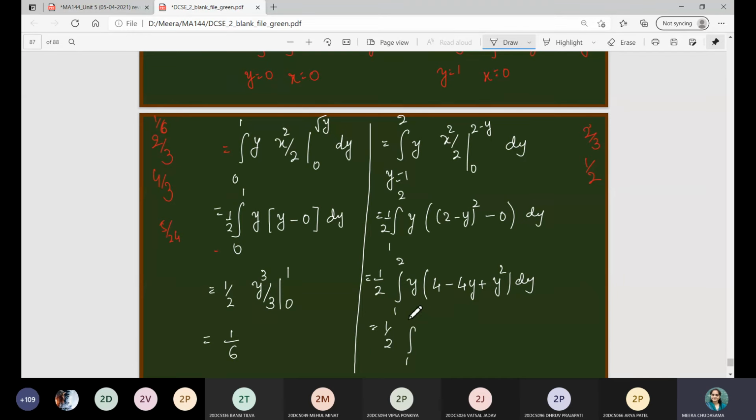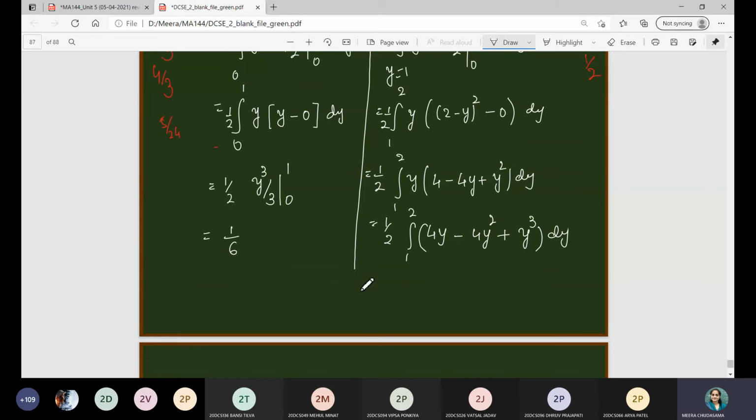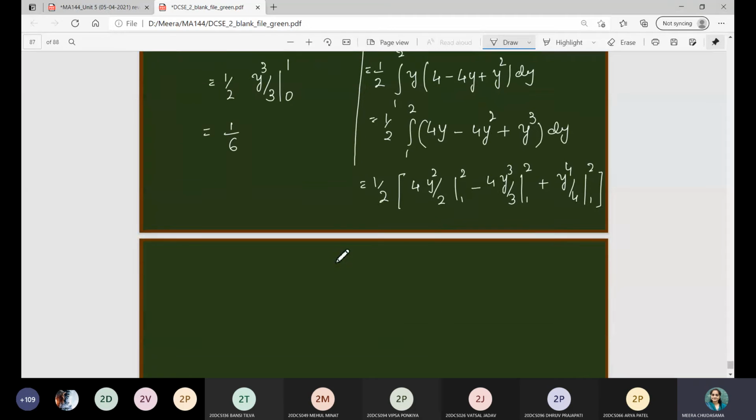Let us multiply each quantity with y, then this one will be 4y minus 4y square plus y cube dy. So when you take the integration, it will be 4y square by 2 varying from 1 to 2, 4y cube by 3 varying from 1 to 2, plus y raised to 4 by 4 varying from 1 to 2. So that is equal to, this will get cancelled. So 1 by 2 is in the entire multiple of the entire expression.